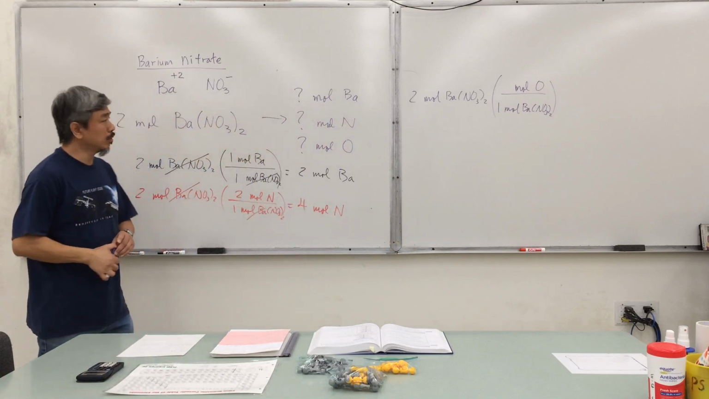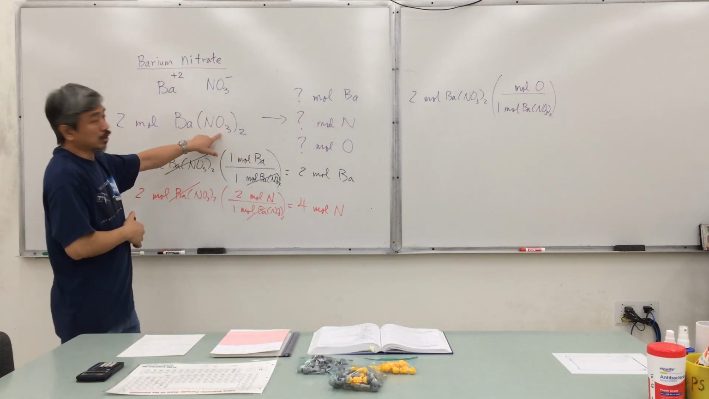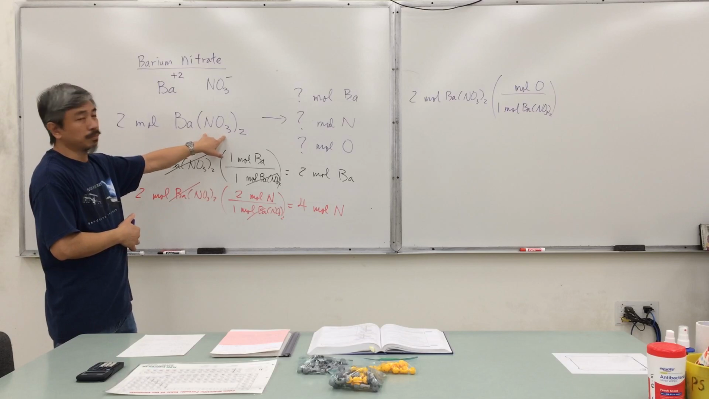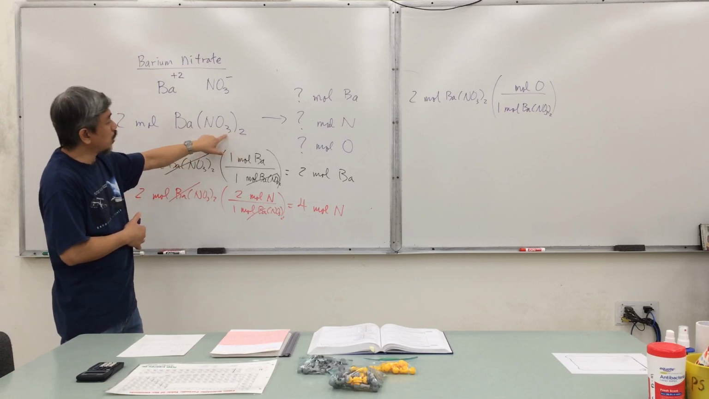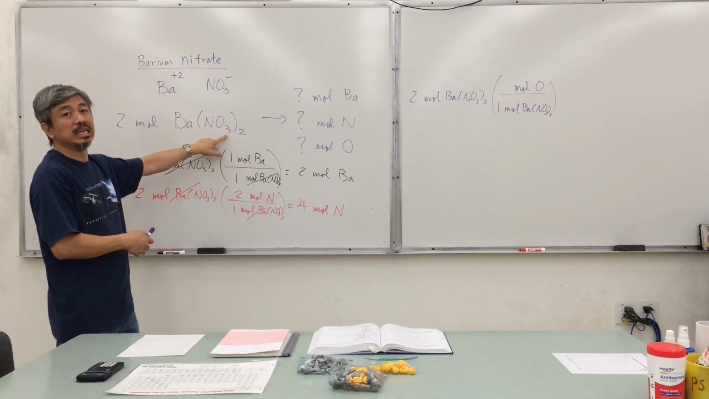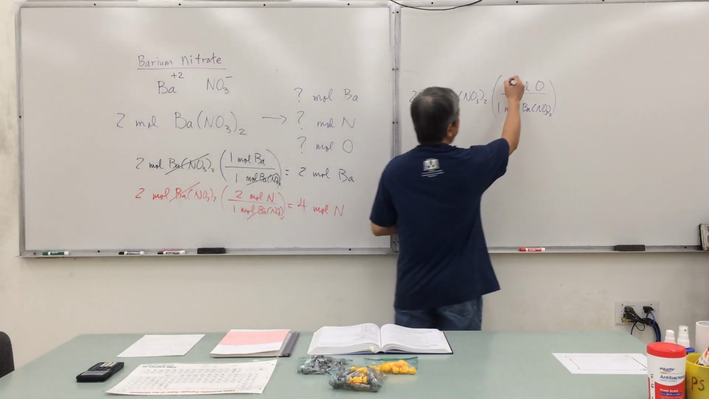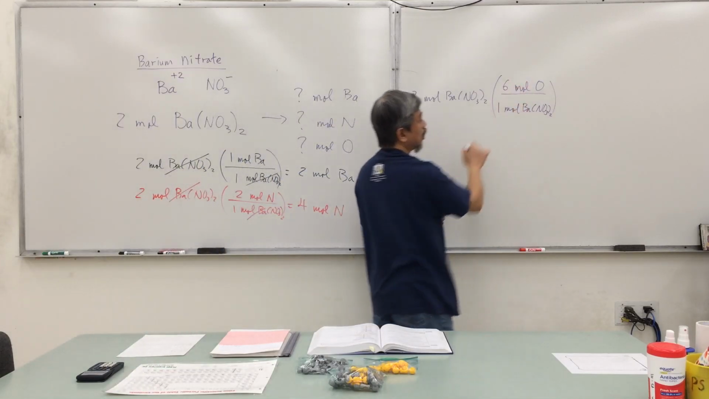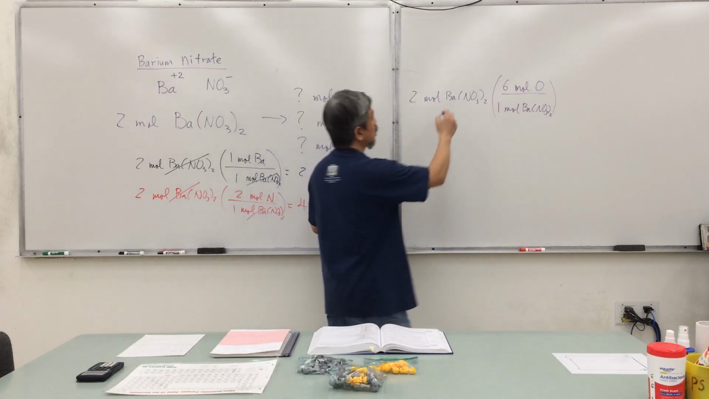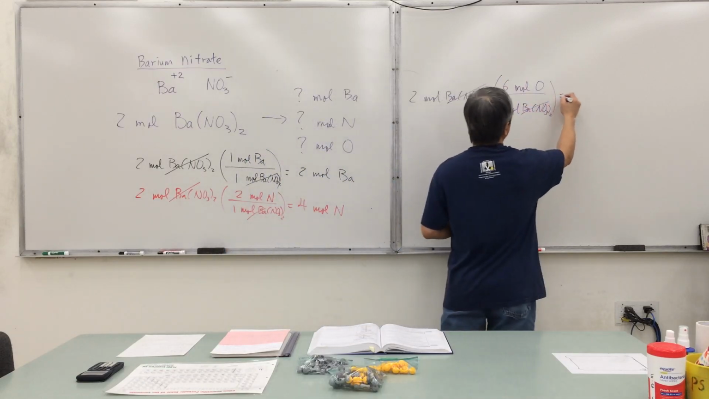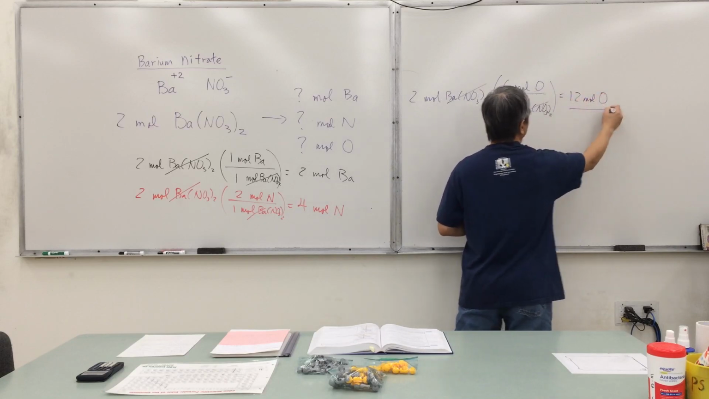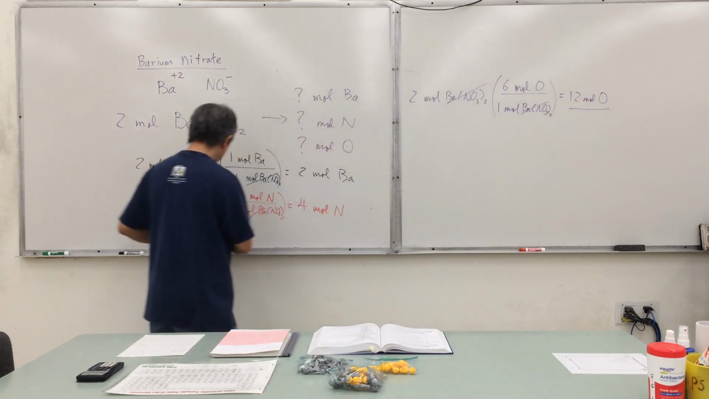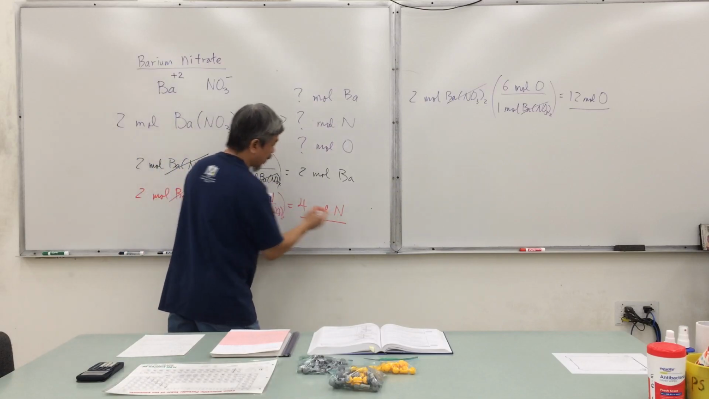So as per what we did before, since there are 3 oxygen for every 1 of the polyatomic ions, and there are 2 such ions, now you take 2 times 3, giving you a total of 6 oxygen. Okay? Or in other words, 6 moles of oxygen for every 1 mole of barium nitrate. So when you work this out, this then gives you a total of 12 moles of oxygen.